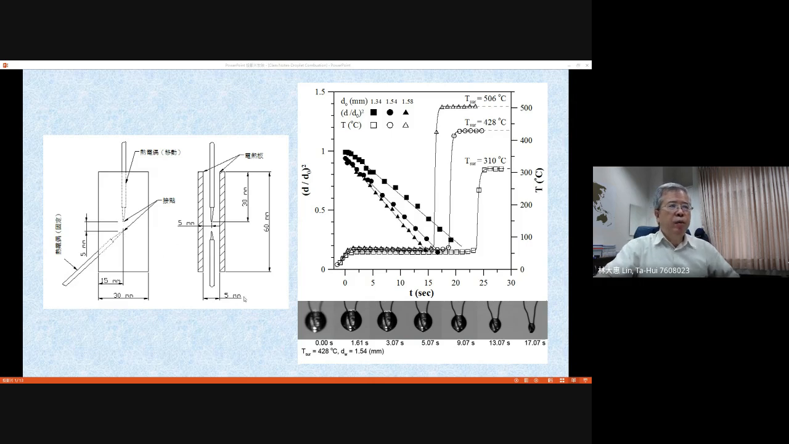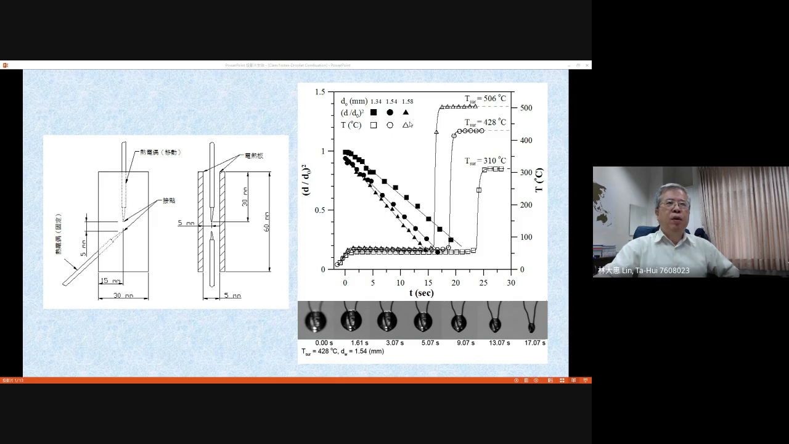Now when you move your water droplet into the center of the heating region, you do the measurement with nondimensionalization. Here this is D divided by D naught, where D naught represents the initial droplet size. Here we use three different sizes of water droplet. One is 1.34 millimeter, the other one is 1.54 millimeter, and the next is 1.58 millimeter.